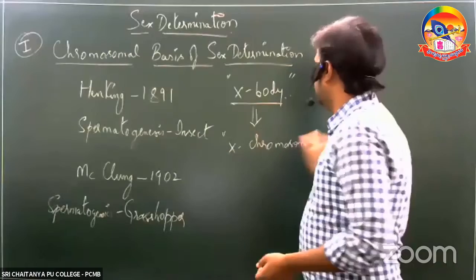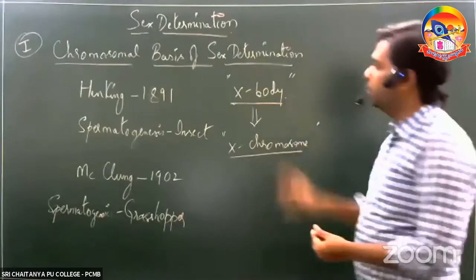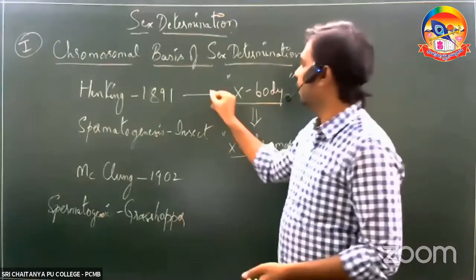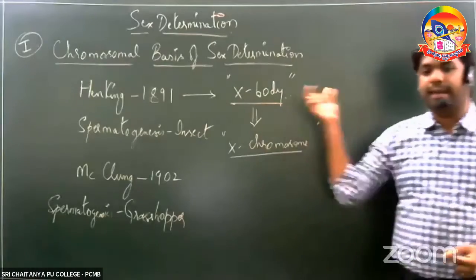So initially it was termed as X body by Henking.